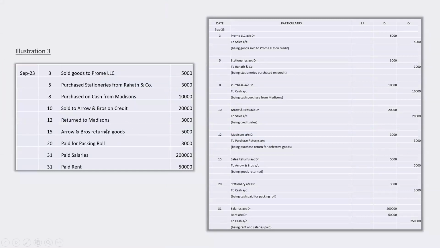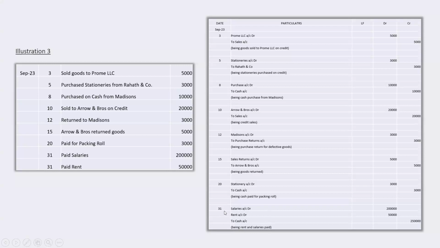And be very sure, if it is packing roll or whatever stationery is being mentioned here, whatever stationery books or office files, it can be office files or ledgers or journals or computers. Everything comes under stationery. So don't mention it as computer accounts debtor or packing roll accounts debtor. Instead, you can mention it as stationery accounts, and in the narration you can clearly mention what has been purchased.